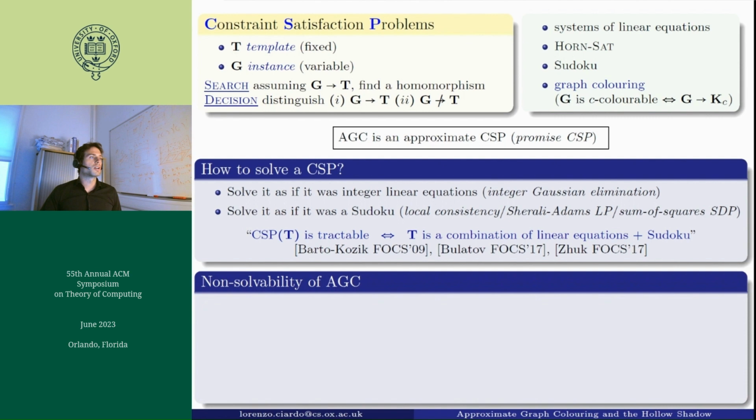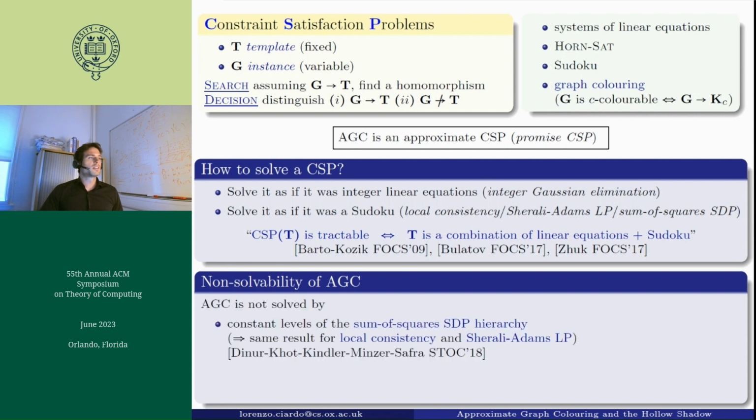All right, so let's go back for a moment to approximate graph coloring. We've seen that approximate graph coloring is not a CSP, it's an approximate CSP, but we can apply the same kind of algorithms to approximate, or promise, CSPs. It is known that constantly many levels of the sum of squares SDP hierarchy do not solve approximate graph coloring. Of course, this result also holds for local consistency and Sherali-Adams, which are weaker.